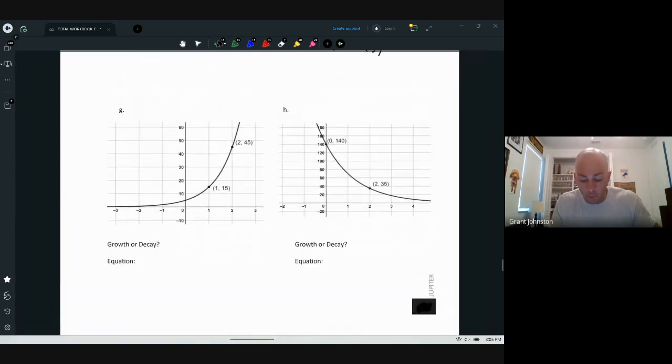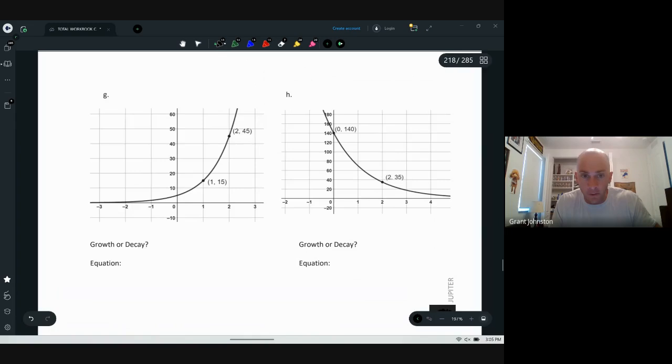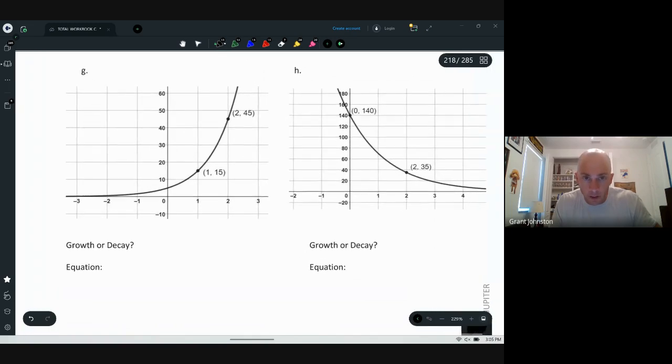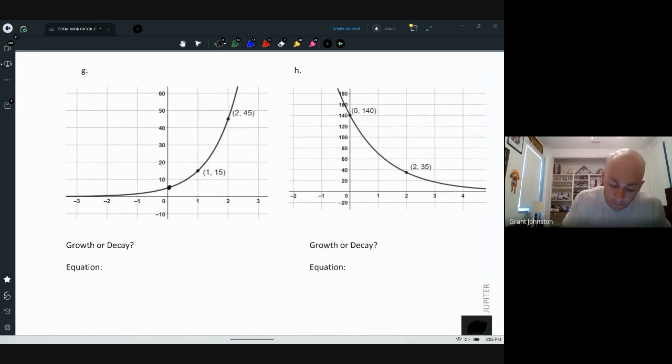So I'll let you do the rest. Now, with this down here, be very careful, because here it doesn't tell you the y-intercept. So you're going to have to get that. And you don't just eyeball it, even though you could probably eyeball a guess, but look at the pattern. Right? So try to figure out what goes there.